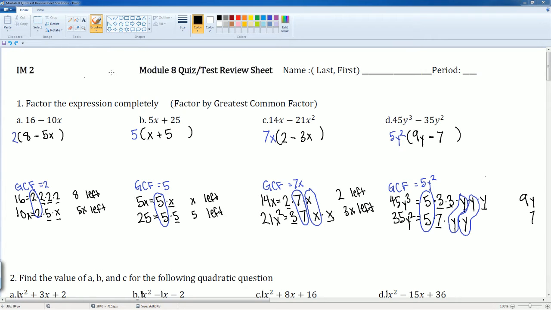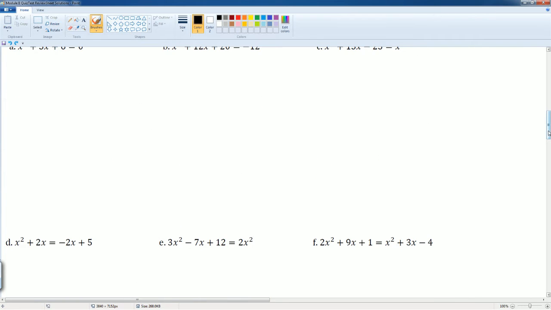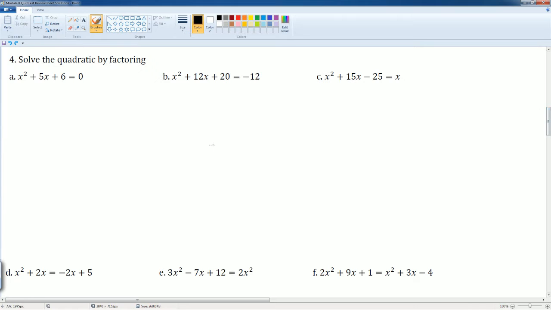Welcome to the IM2 Module 8 Quiz Test Review Sheet solution. I am going to be covering question 4, which is solving the quadratic by factoring.